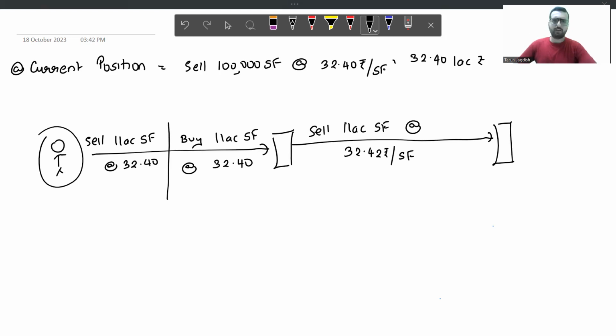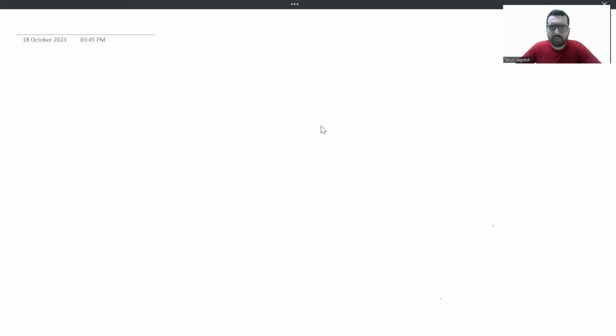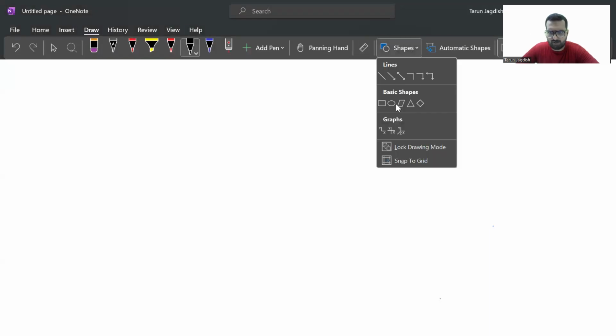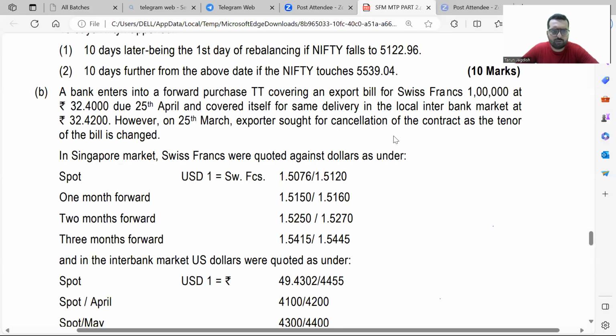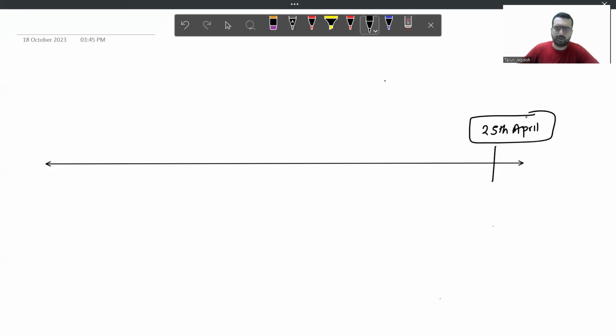All right, friends. I believe you're all clear with this part. Can I go to the next one now? Okay. So once you are done with this part, I'll take a fresh page. Now what they are saying over here is that he sold and the bank covered. However, on 25th March, the exporter sought for cancellation. So they need to cancel the contract. So I'll draw another diagram to make it more clear to all of you. So the first day, due on 25th April. So original due is happening on 25th April. 25th March.